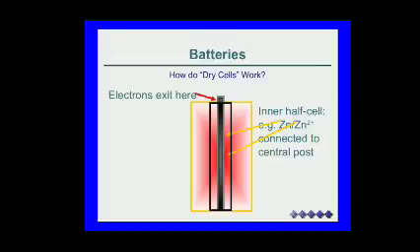Batteries. How does a dry cell work? In a dry cell, electrons exit here, electrons output here. Inside the cell, zinc converts to Zn2+, connected to the central post.